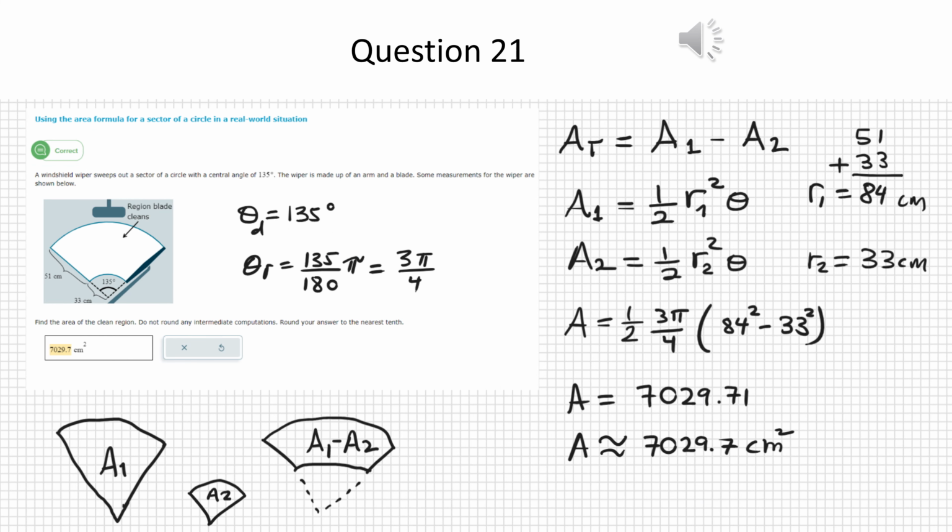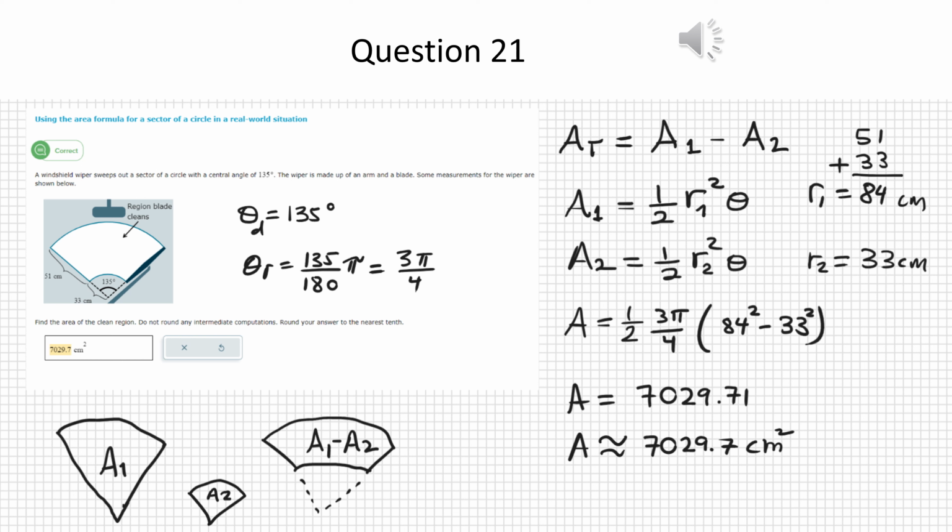Okay, this is more interesting. This is an application problem. We have a windshield wiper sweeping out a sector of a circle with a central angle of 135 degrees. So now, according to the picture, I see the angle is 135. I know that the formula needs radians, so you convert immediately to radians: divide by 180 and multiply by pi, 3 pi over 4.